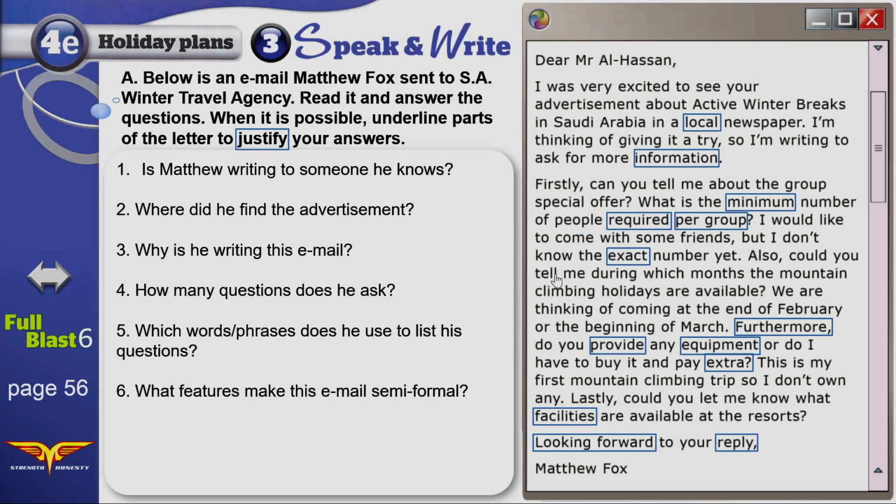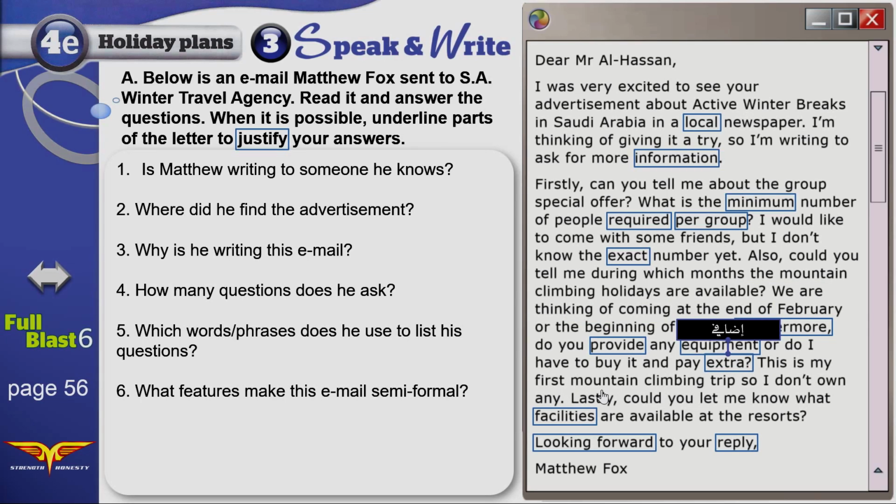Also, could you tell me during which months the mountain climbing holidays are available? Are they available in June, in July, in August? Which months? We are thinking of coming at the end of February or the beginning of March. Furthermore, do you give any equipment, items, and tools needed for mountain climbing? Or do I have to buy it and pay extra, pay more money?